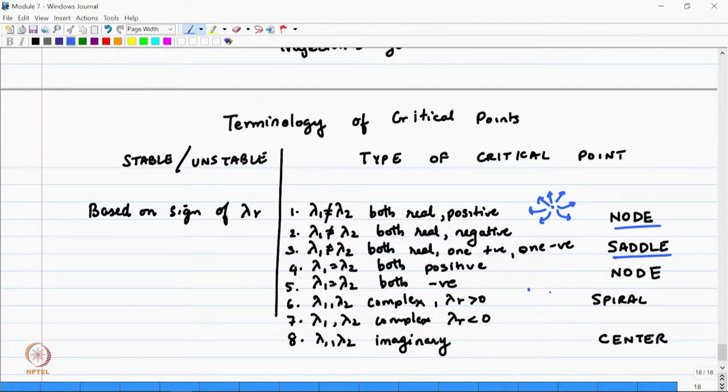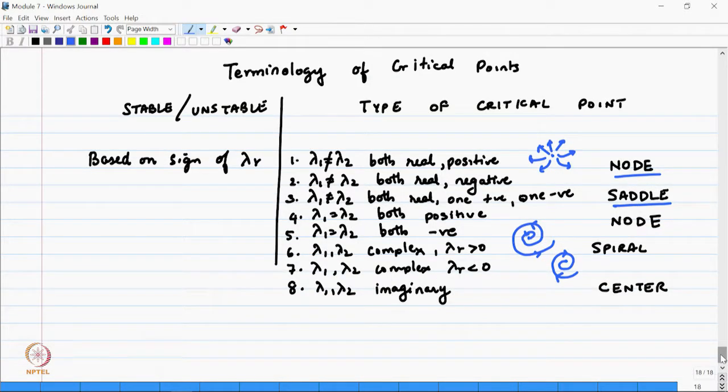You could have a spiral where the trajectories start at the node and go away from the node, or you could have a stable spiral where the trajectories come from outside and approach the node. Both these are possible, and again the stability or instability depends on the sign of lambda r. And the last thing is, if lambda 1 and lambda 2 are both imaginary, then it is a center. A center is considered a stable point, even though the trajectories do not approach that point.